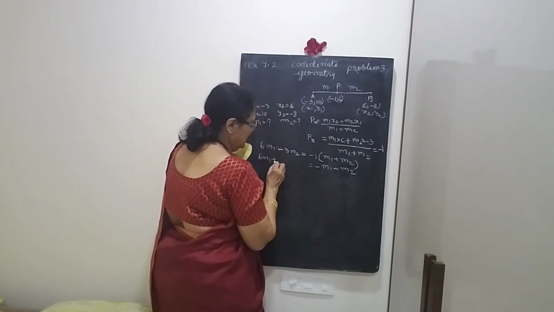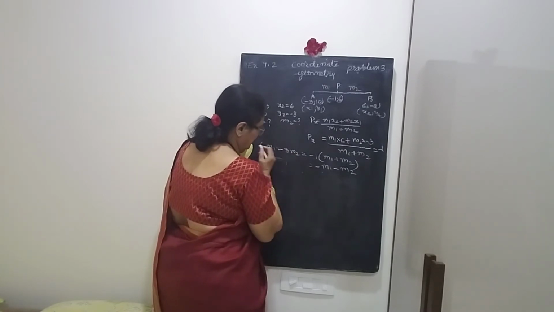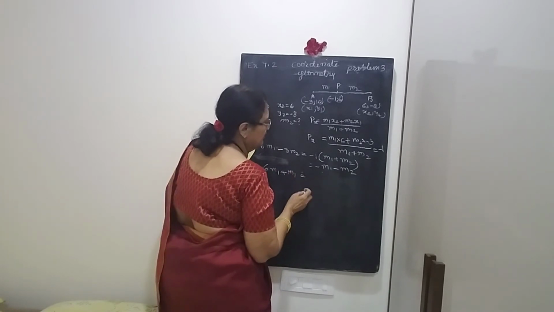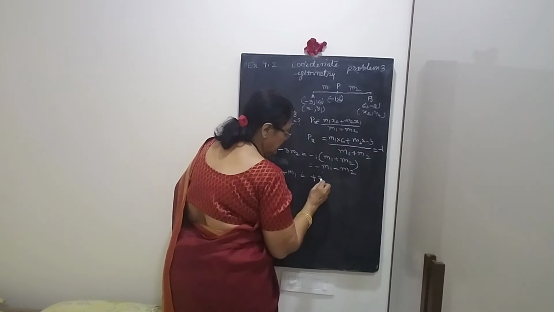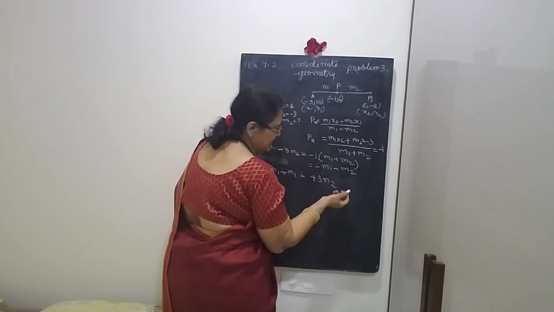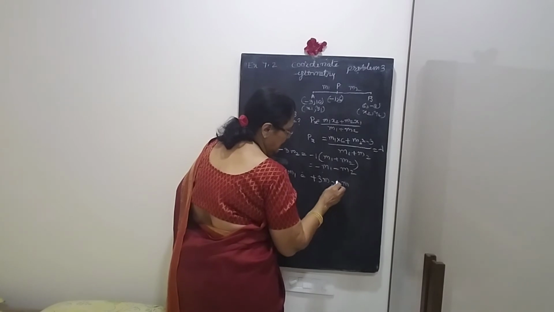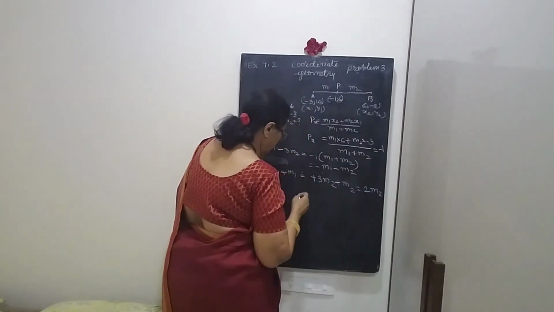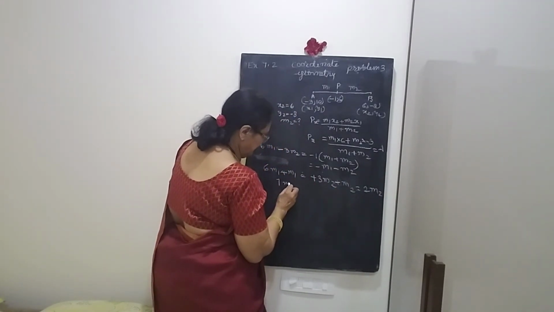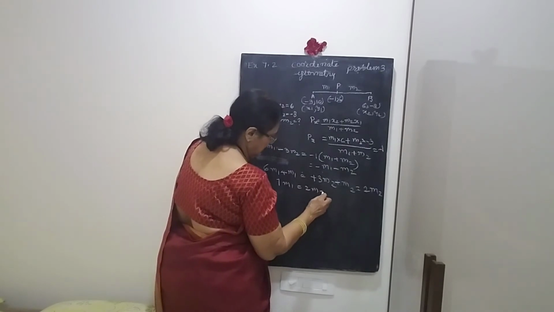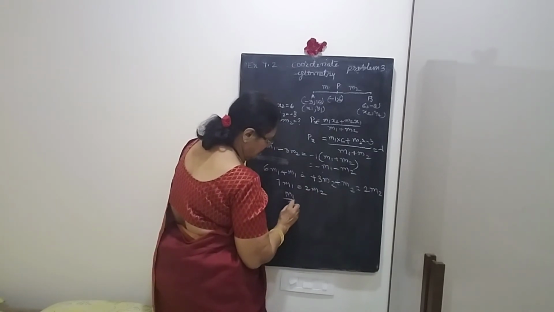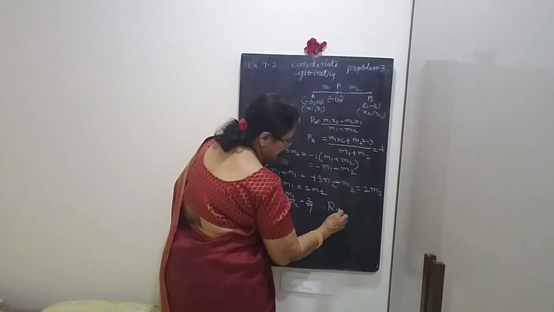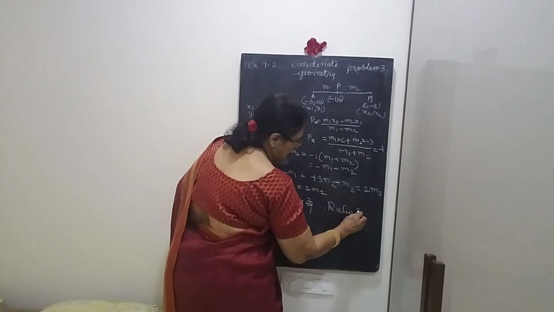So get M1 to this side. 6M1 plus M1, so 6M1 plus M1 is equal to plus 3M2. This minus is taken to that side. Plus M2, minus M2, so 2M2. Get M2 here, take M1 there. 7M1 is equal to 2M2. So M1 by M2 is equal to 2 by 7. Therefore, the ratio is 2:7.